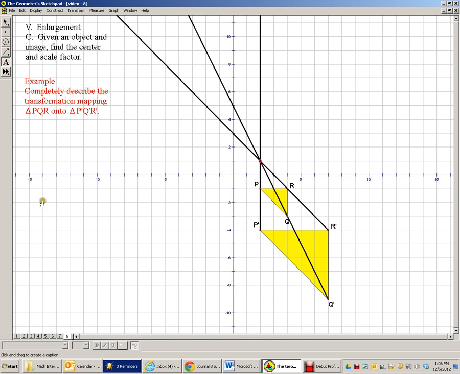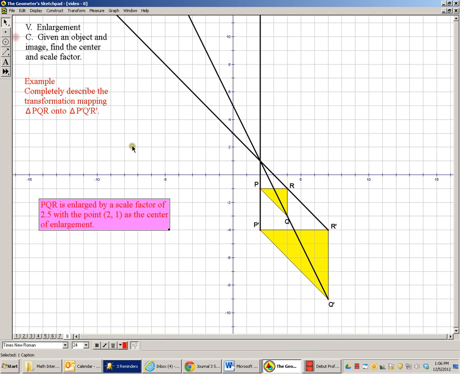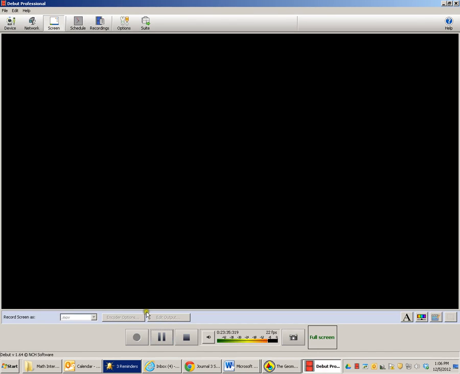So a complete description here would be PQR is enlarged by a scale factor of 2.5 with the point, and what is that point? Here it is over here, 2, 1, as the center of enlargement. Alrighty, one more video to go, and we will be looking at matrices and transformations in the third and final video.